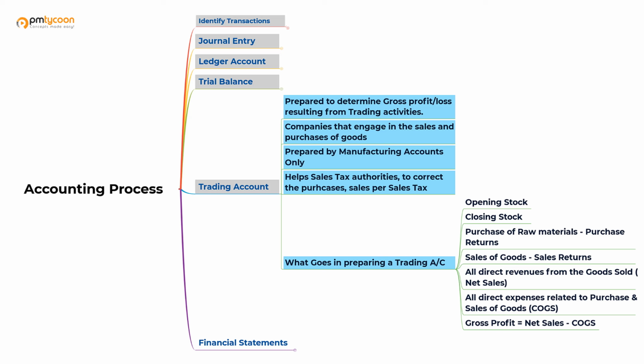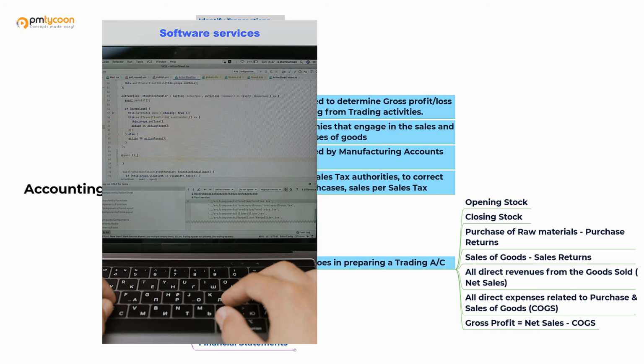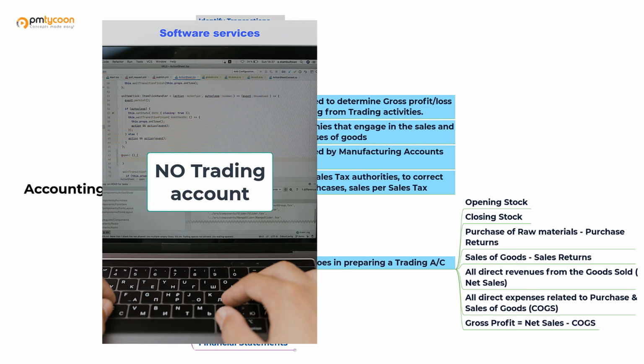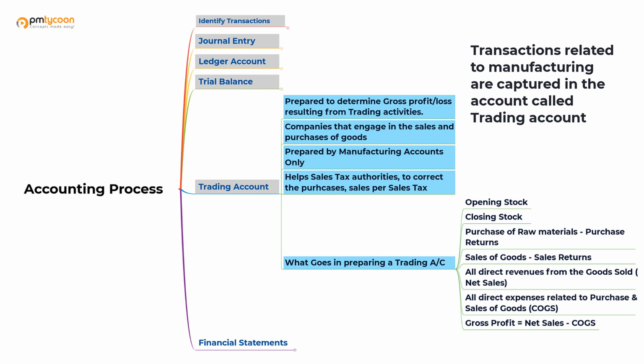Service provider firms do not prepare this trading account. For example, a company that manufactures cars prepares the trading account. And if you have a company that provides software services, they do not prepare the trading account. The transactions related to manufacturing are captured in an account called the trading account. Let's get deeper into the trading account.